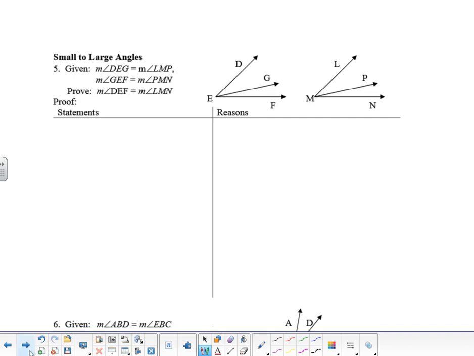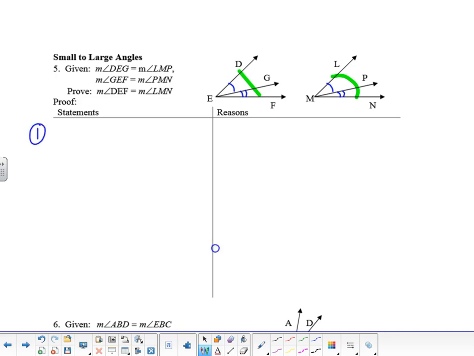We're going to do essentially the same thing here with angles. So we're given that angle DEG, that would be this angle here, equals the measure of angle LMP, that's this angle. And then we're given that angle GEF, I'm going to use 2 tick marks on that one, equals the measure of angle PMN. Okay, and then we're trying to prove the larger markings here. Sometimes when I use my highlighter on there, I have to be careful. It makes a segment. So where are we going? Small to large.